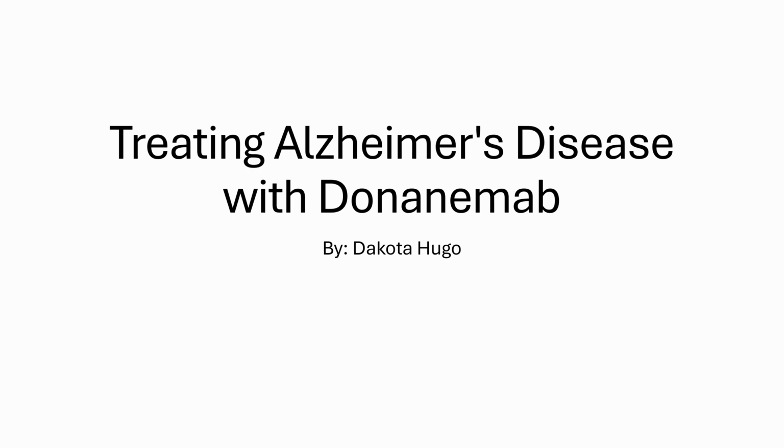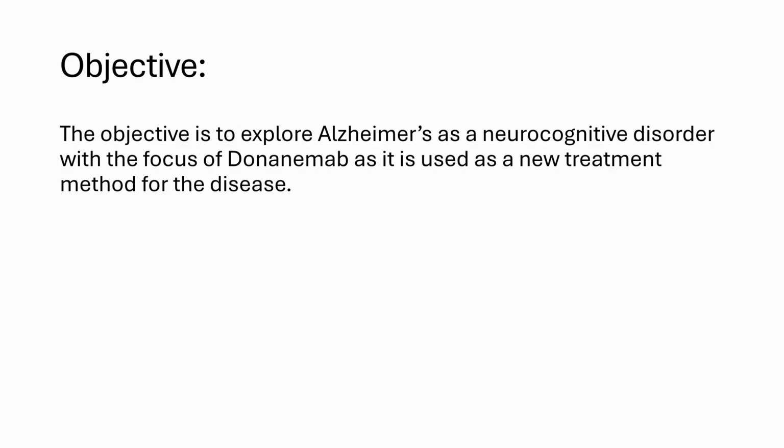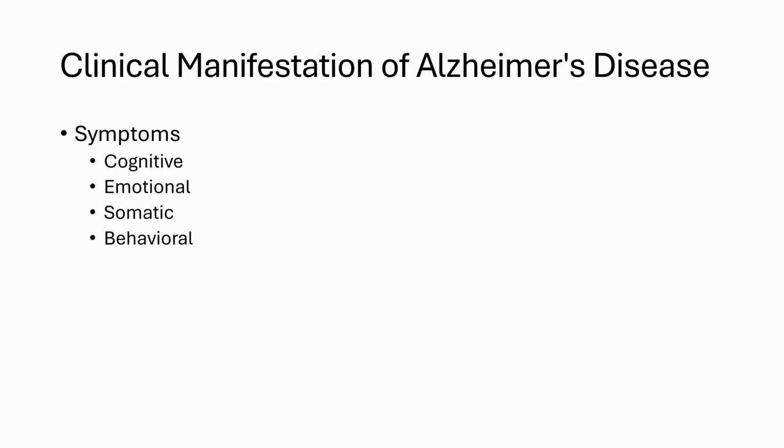Our discussion today will be on treating Alzheimer's disease with Donanemab. So the objective is to explore Alzheimer's disease as a neurocognitive disorder and discuss Donanemab use as a new treatment, along with a little bit of background about the pre-existing treatments that are used to treat this disease.